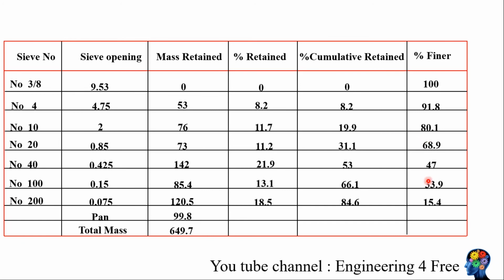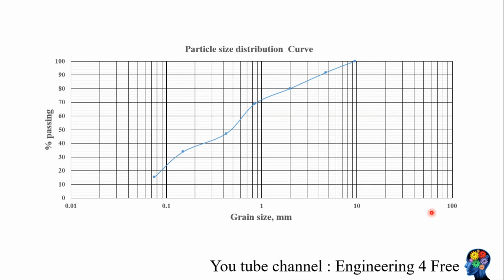This is the particle size distribution curve. You have particle size on the x-axis on log scale, and the percentage finer or percentage passing plotted on the y-axis. And this curve is the particle size distribution curve.